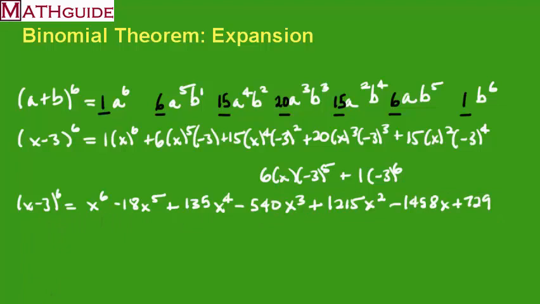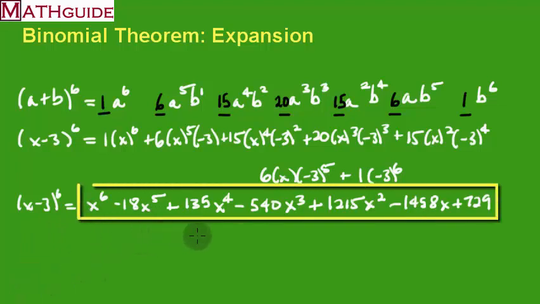And there you have it. You'll notice that I have all these powers going down in value, and I'm alternating positive, negative throughout the way. If you didn't have any negatives here, it would all be positive terms.